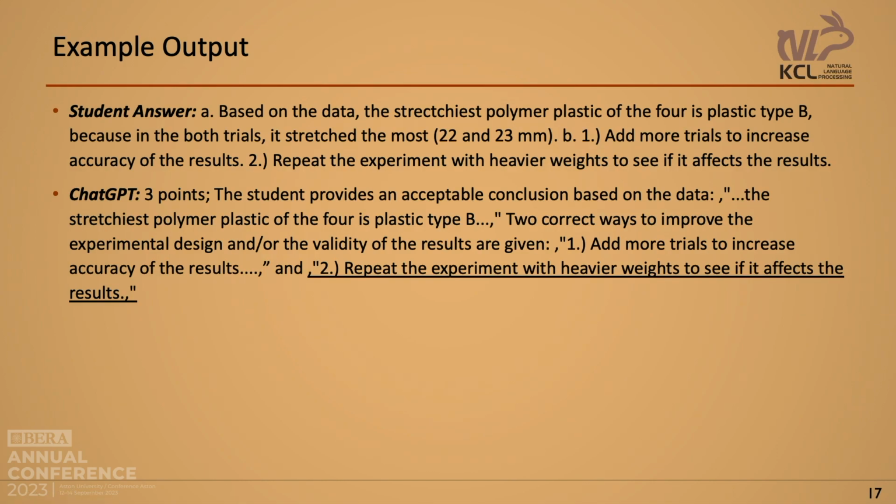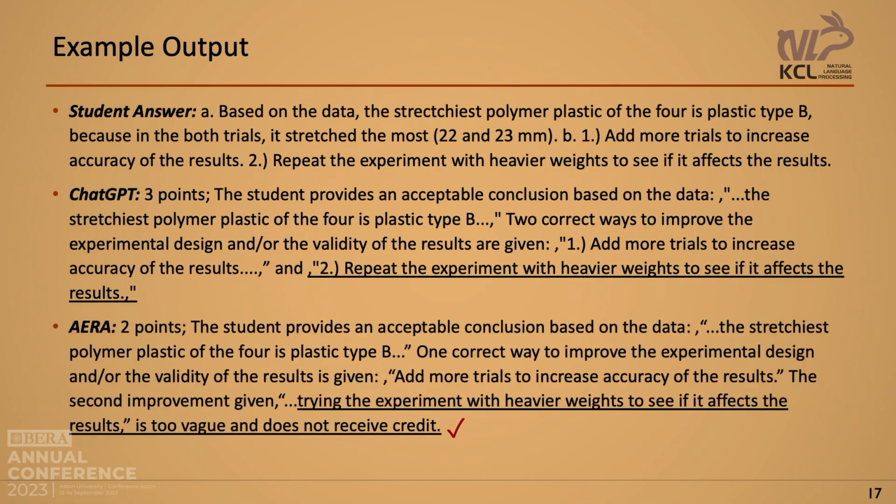So here is an example output. We omitted the question, key elements, and rubric from the prompt instruction here, so only the student answer. ChatGPT incorrectly assessed this student answer as 3 points, but the AERO model is able to correctly predict 2 points and identify, as shown in this underlined part, that this part of the student answer is too vague and shouldn't receive any points.